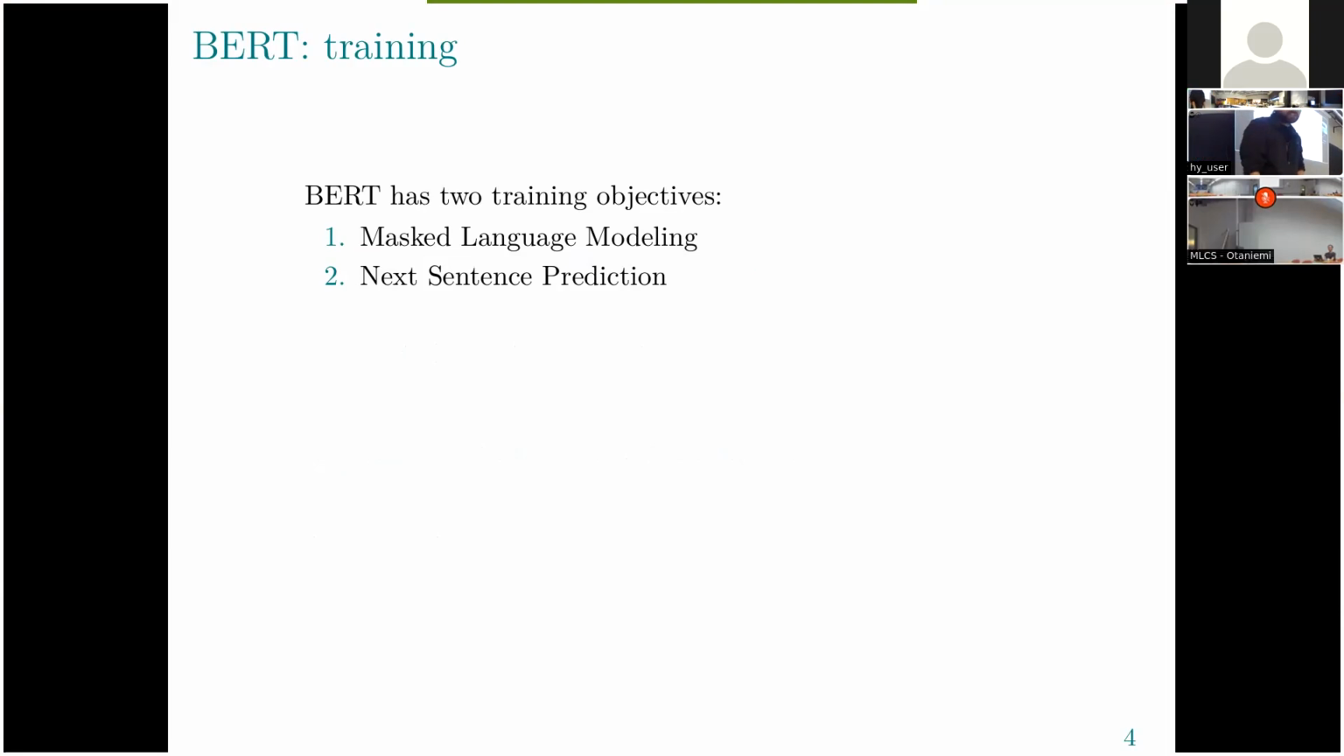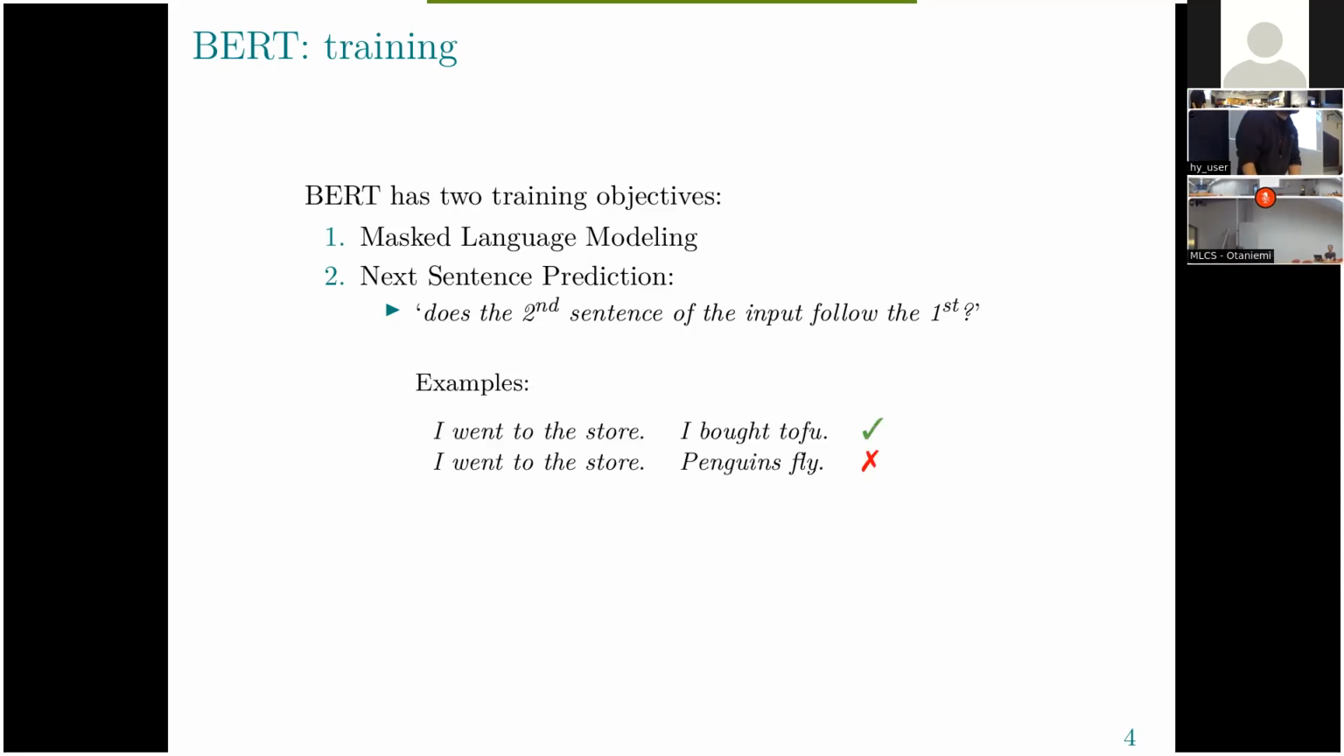So as the name suggests, next sentence prediction is quite obviously kind of transparent. You pass two sentences at once and you ask whether the second sentence of the input naturally follows the first in your training corpus. So to give you a more concrete example, the first line here, I went to the store, I bought tofu, would be a plausible continuation. But if you had in your training corpus, I went to the store, penguins fly, then you probably have a corpus of shuffled sentences. So that shouldn't be technically something you flag as correct.